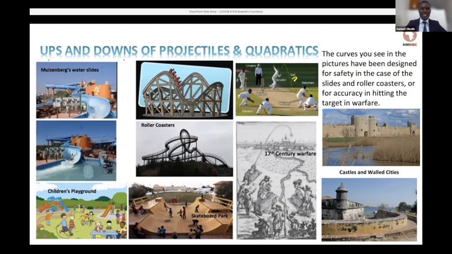I just wanted to emphasize that most of these designs are either for safety or for accuracy, to avoid hitting something that is out of target, or maybe, for example, the skateboard park is mostly designed for safety of the skaters.